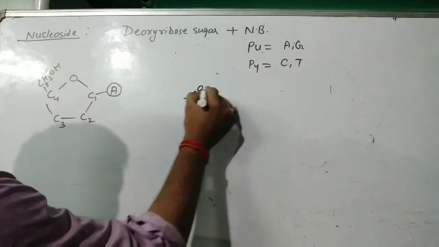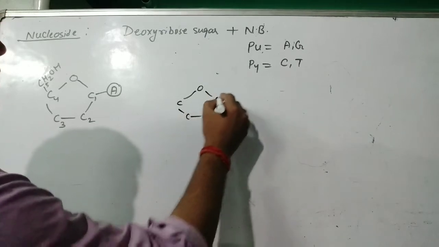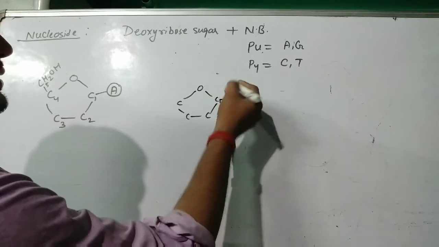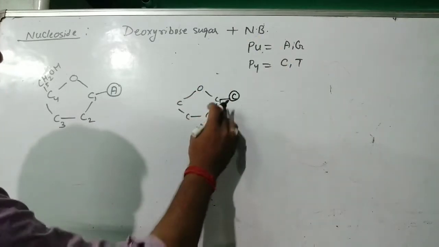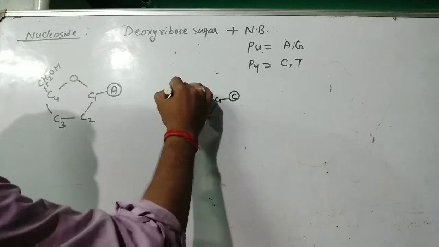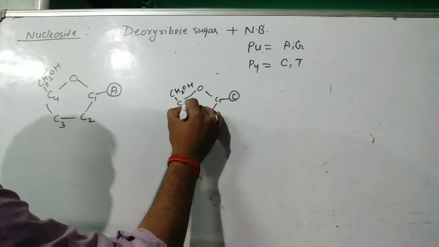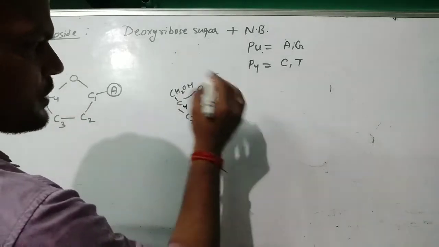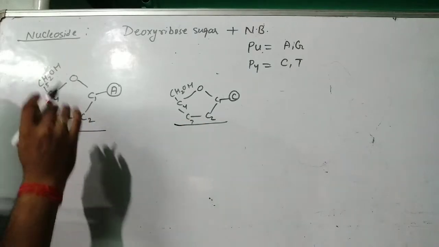Let us draw another structure of the deoxyribose sugar. This is again the first carbon atom. Let us add one pyrimidine. So we have added one pyrimidine at the first carbon atom. And here it is the fifth carbon atom. This is second, this is third, this is fourth and this is fifth. This is cytosine. Now again it became what? Nucleoside.